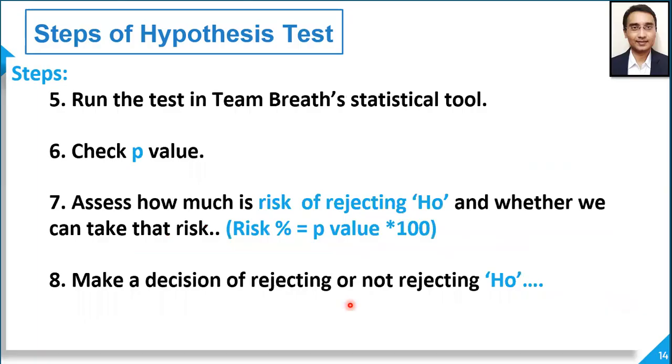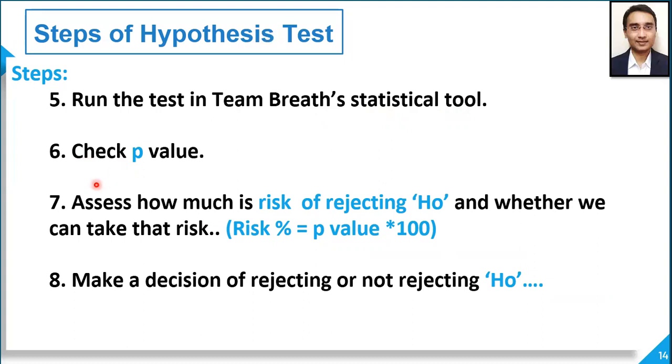Yes, step number 5, run the test in Team Breadth's statistical tool. The tool which we're going to provide to you is our tool, right? It's our family's tool. So you can use it. You have the right to use that tool for your Six Sigma projects. So run the test in Team Breadth's statistical tool. That is step number 5. Step number 6, check p-value. So we're going to check p-value.